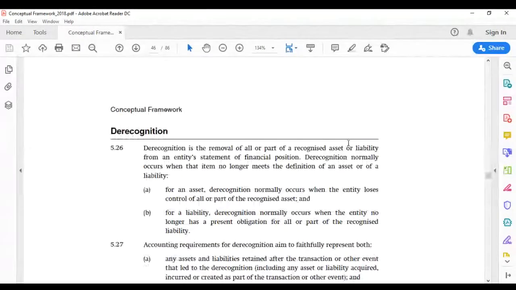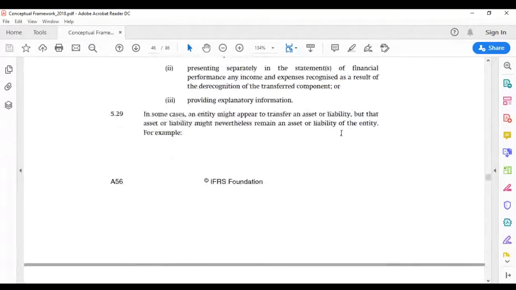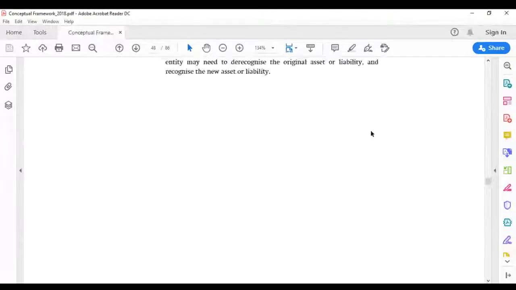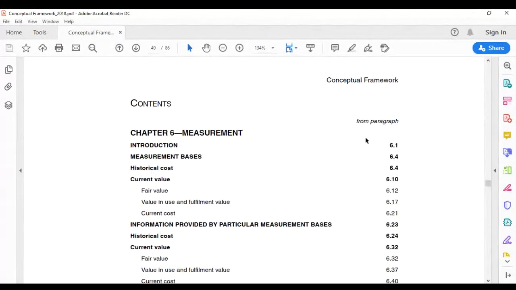I'm going to scroll down to the next chapter. You also now know what derecognition is. Derecognition is just getting rid of all balances that relate to the item that you no longer own or the liability that you no longer owe. So then let's get to chapter 6.